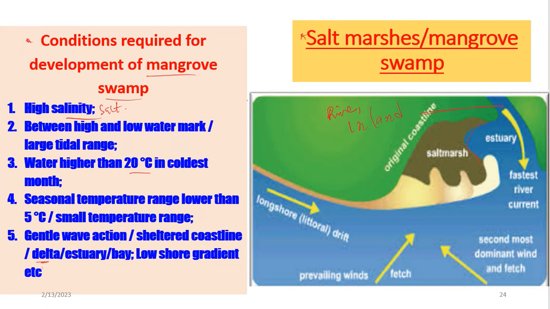Now at this point it meets the coastline here, forming what is called a marsh or a mangrove or salt marsh, which usually has brackish water. Okay, so these are the conditions for the formation of mangroves.